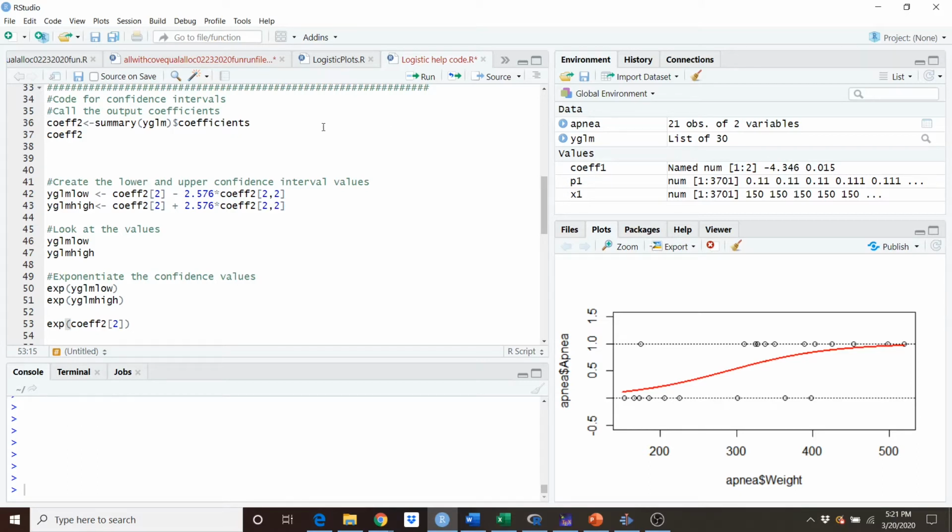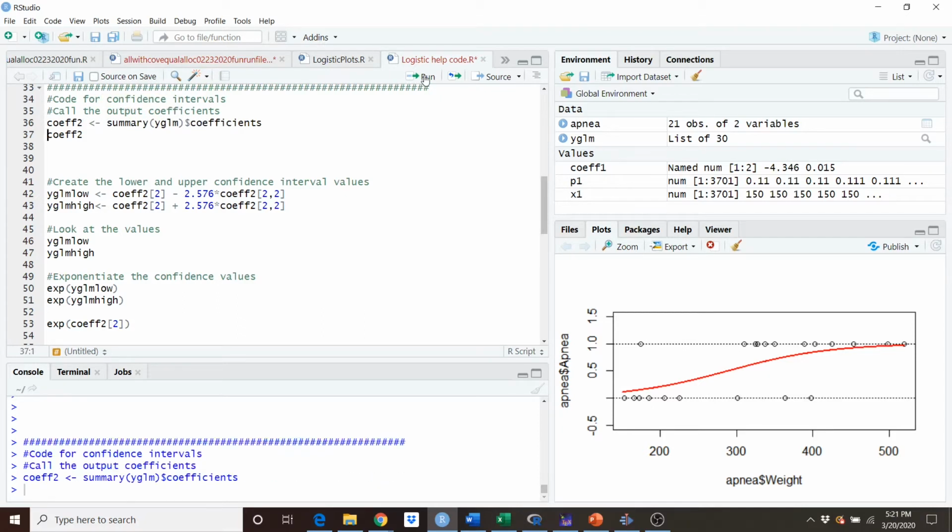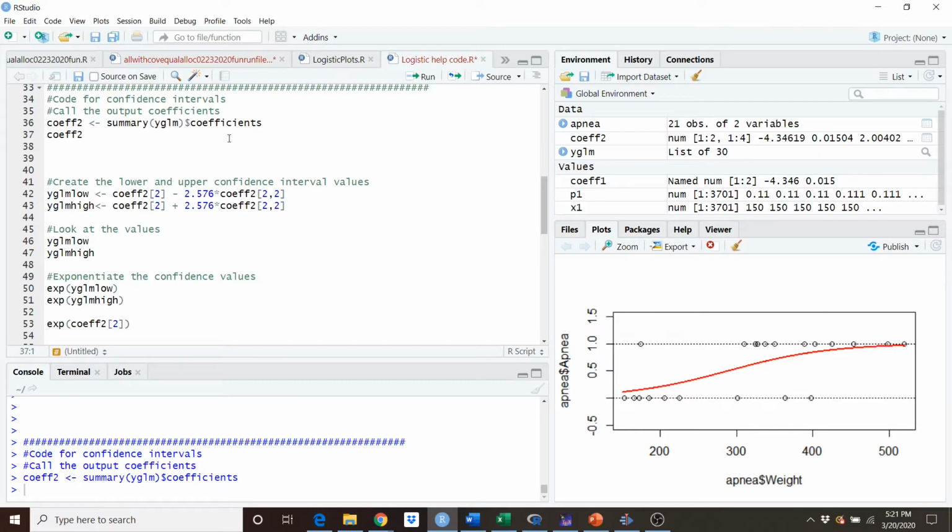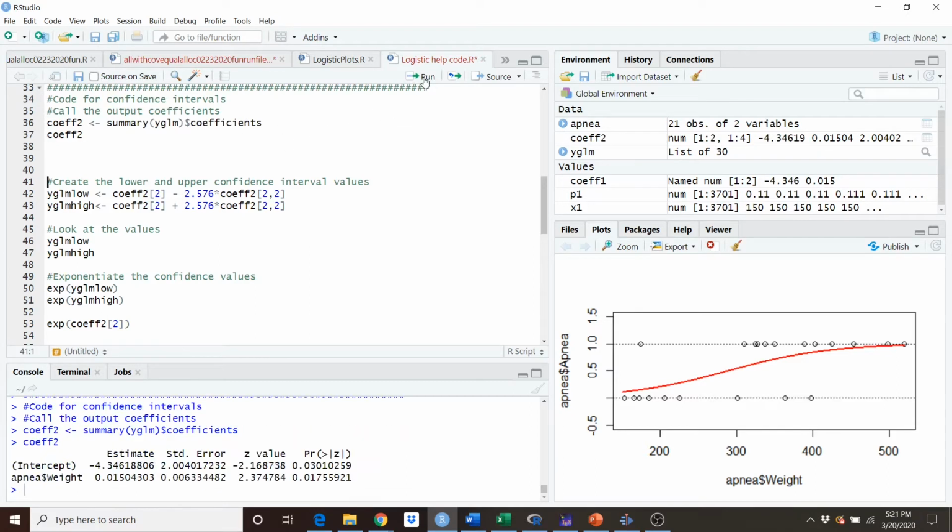Now, remember, we got our summary values for our YGLM. That was the GLM model for our sleep apnea data. And I want to pull the coefficients, and so I'm going to call this COEF2. And this will just pull apart the coefficients that I want. Now, when I run COEF2, notice I get my estimates, my standard errors, my Z values, and the probability of my Zs. So I want to create my confidence intervals for my beta 1, my apnea dollar weight.